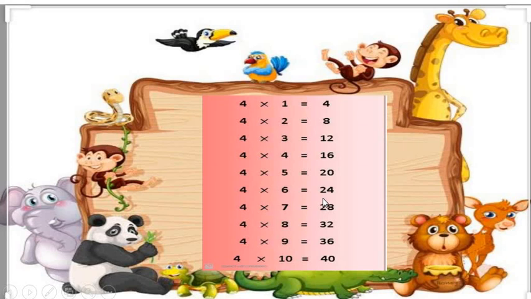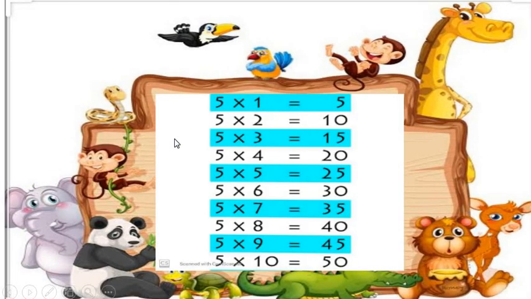4 sixes are 24. 4 sevens are 28. 4 eights are 32. 4 nines are 36. 4 tens are 40. Table of 5. 5 ones are 5.